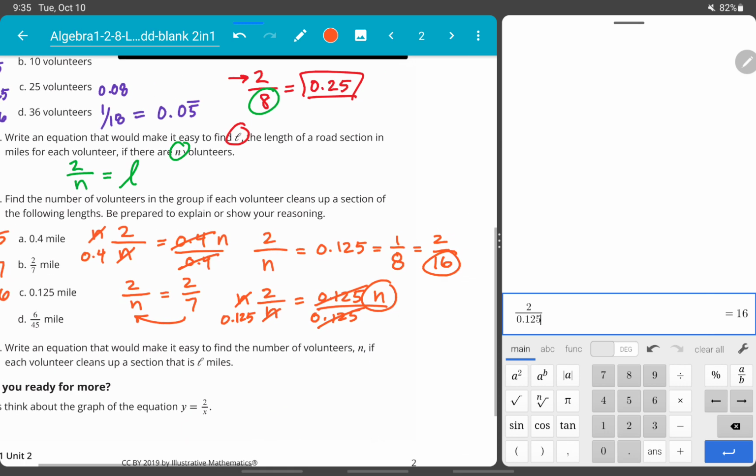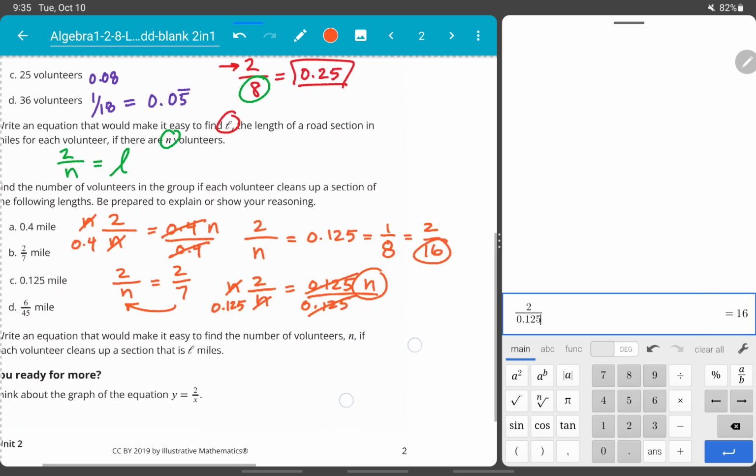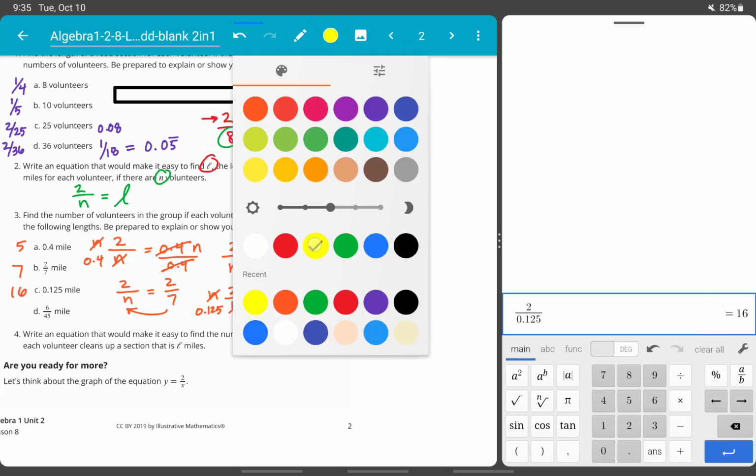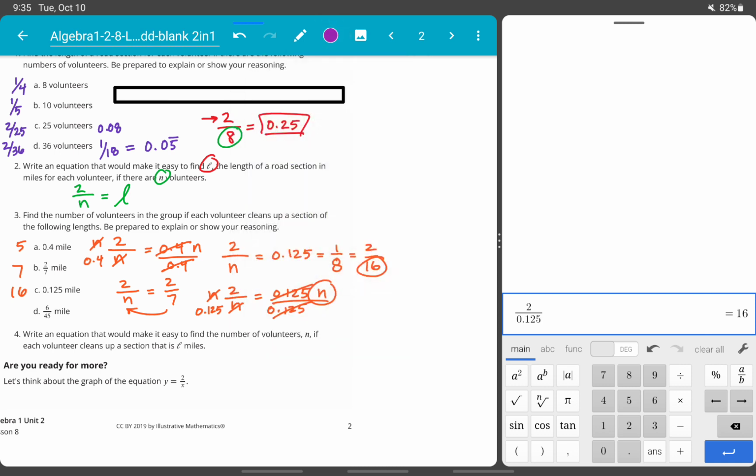Okay, now this is getting a little crowded in here, so I'm going to have to scoot over just a little bit. There we go. All right, last one. Maybe I should have done this in a different color. Let's do this in, probably purple will be nice. Okay, let's do 2 divided by some number of volunteers is going to be equal to 6 over 45.